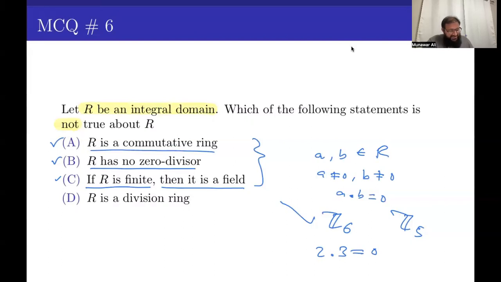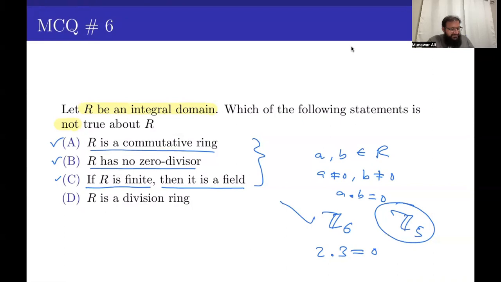So, the first option is R is a commutative ring. If it is an integral domain, it can be a commutative ring. And if R is finite, in the case of, let's say, Z6, then it's a field. Because in these finite integral domains, you can find the inverses of each element easily. By the definition of inverse, it's not that the inverse of 2 is 1 by 2. It can be 3. It can be something else, which gives you the product of unity. That's the inverse.